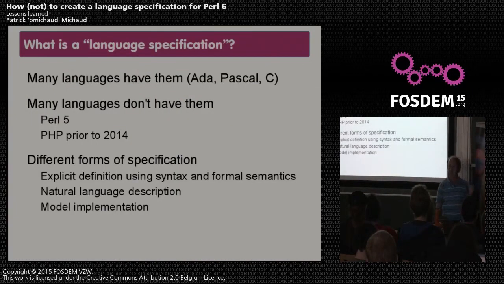Many languages have them. Ada, Pascal, C, they have language specifications. Many languages don't have them. So Perl 5 doesn't have a language specification, not in any formal sense of the word, certainly. PHP doesn't have, well, it does now, but prior to 2014, PHP had no sense of a language specification. And you can see that in the language. I mean, if you look at PHP, you know it wasn't specified anywhere, right, to be able to come up with this.